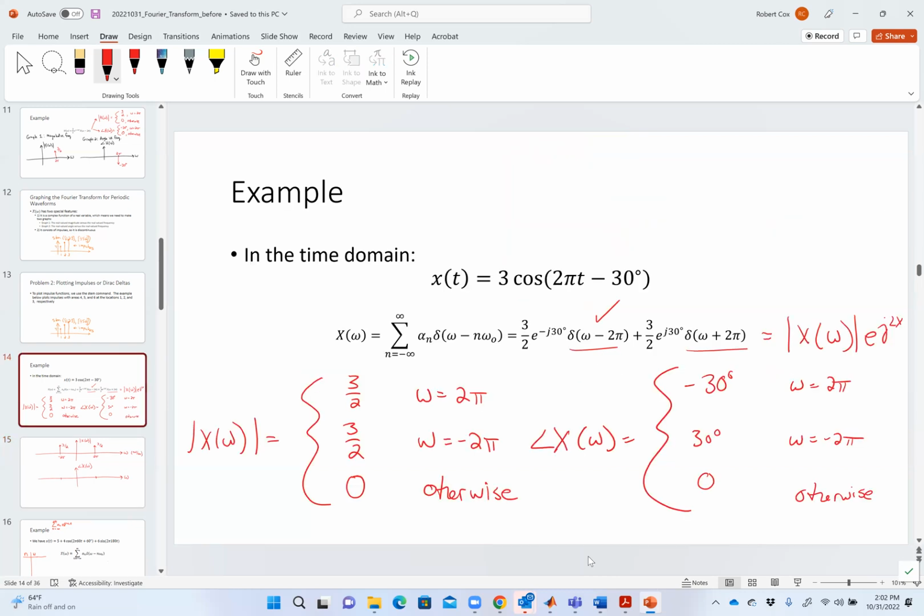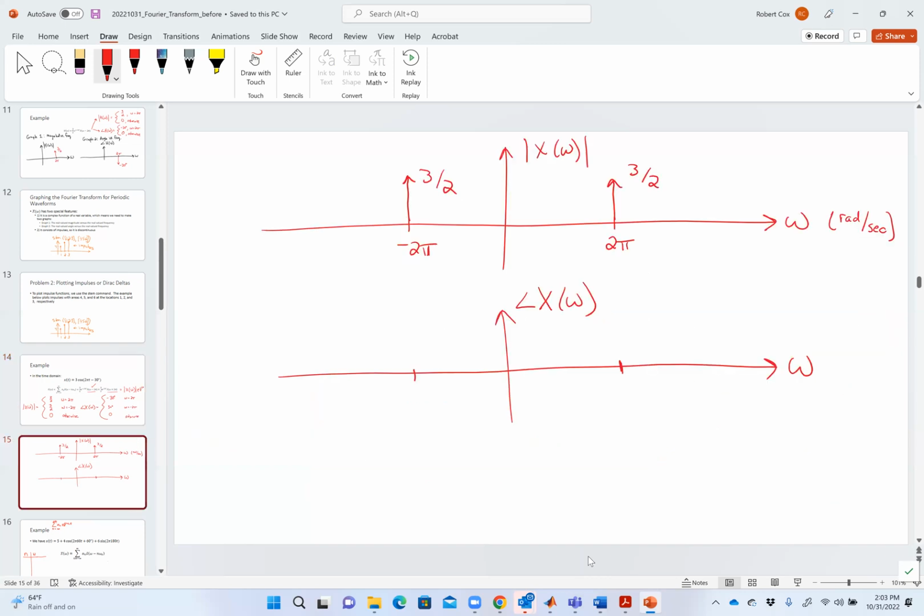Well, one's positive and one's negative. The one that's negative is the one at 2 pi, and the one that's positive is the one at negative 2 pi. So I'm going to see this guy is negative 30 degrees. This guy is 30 degrees. This is negative 2 pi, and this is 2 pi. Right? So that's how I express this.